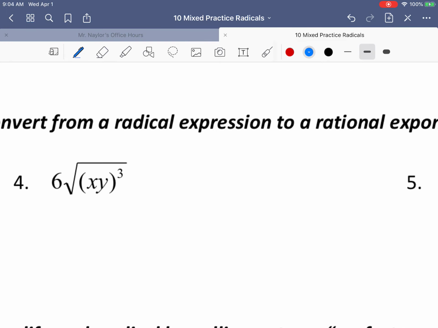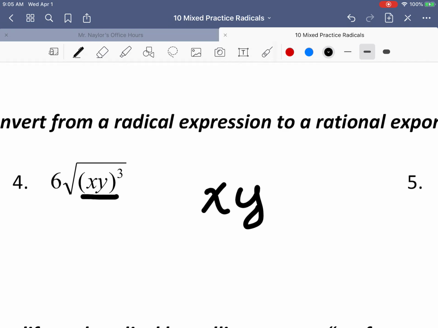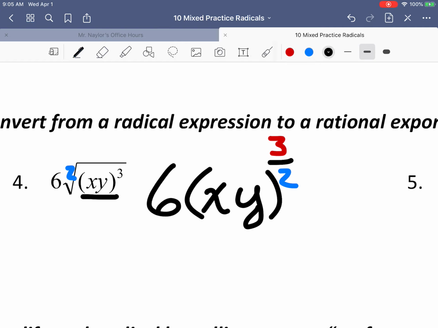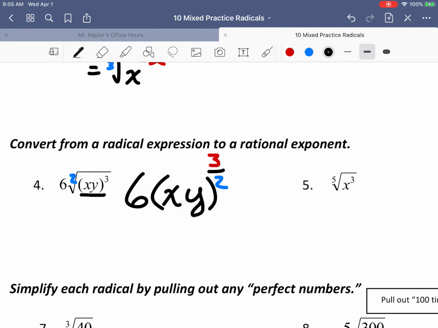So what if we go the other direction? If we go the other direction, it's understanding that we're trying to write it as an exponent. Now, in this case, the only thing that has the exponent is going to be this xy, because that's the only thing that's under the radical. So that means it's got to be xy to some power. Well, the some power is going to be a power of 3, but of course an assumed root of 2, so an assumed denominator of 2. So we have xy to the 3/2 power. What about that 6 that was out front? Well, it's just out front of this xy to the 3/2 power.